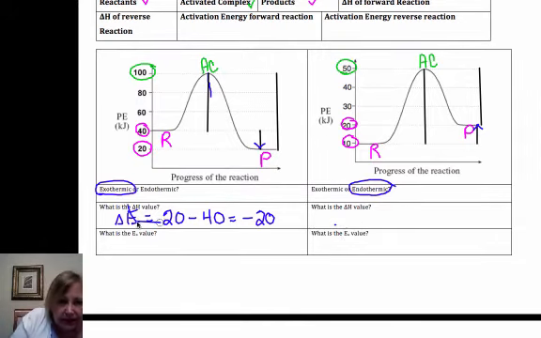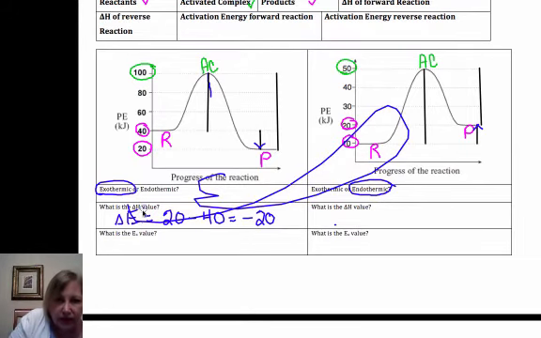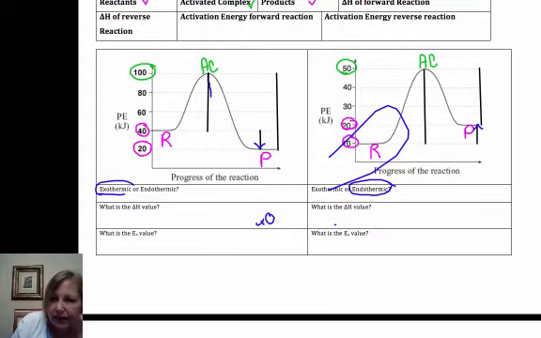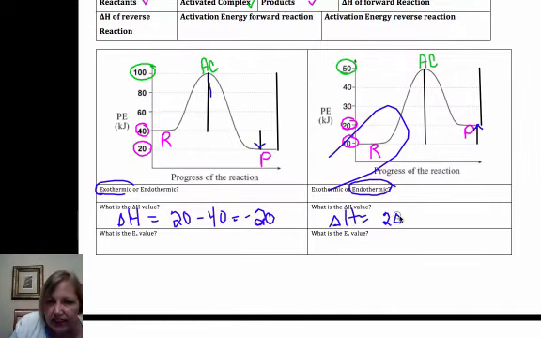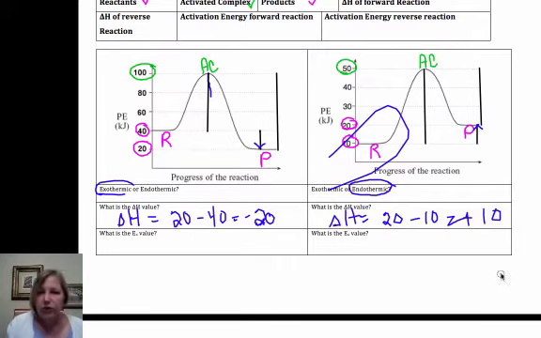Here, I put delta E there, because I've just been teaching in AP and we were doing that. I'm sorry, delta H is going to equal 20 minus 40, which is equal to a minus 20. Here, delta H is equal to 20 minus 10, which is a positive 10, which is what we would expect.